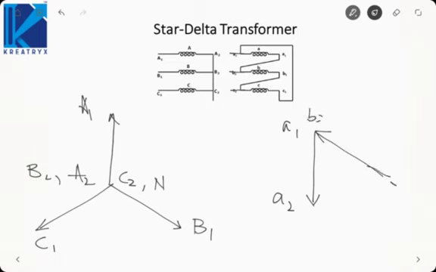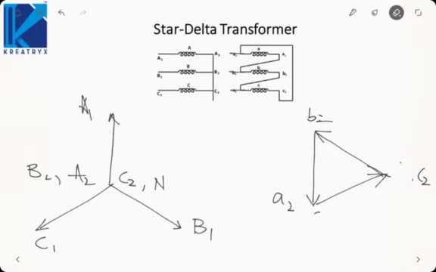This will be B2. This will be B1. And then B1 is connected to C2. So C1 to C2 will be like this. This will be C1. Now we know output is taken at A2, B2 and C2. So we must remove the 1 subscript terminals. So this we must remove.